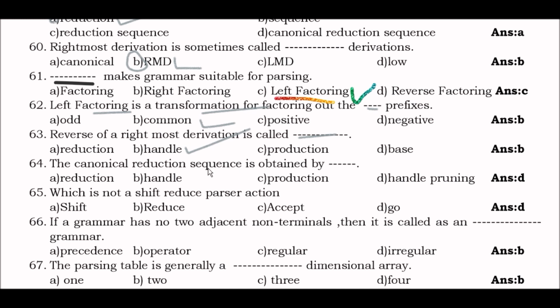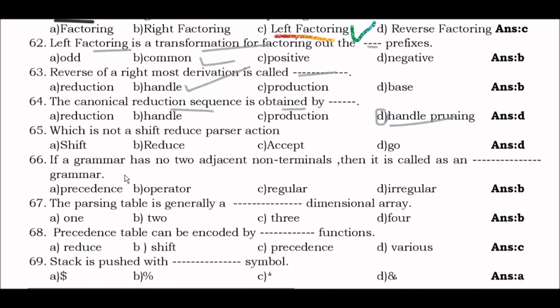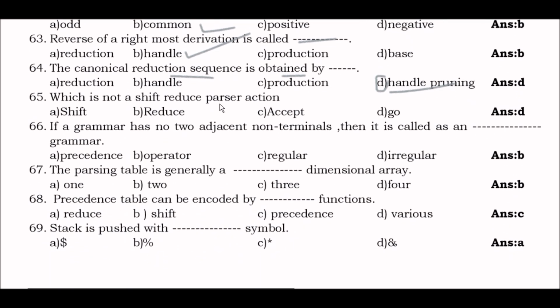Next question, the canonical reduction sequence is obtained by handle pruning, not by production, not by handle and not by reduction. The canonical reduction sequence is obtained by handle pruning. Next question, which is not a shift reduce parser action? Option A shift, option B reduce, option C shift or accept, option D go. Here the right answer is option D, go. Go is not a shift reduce parser action.